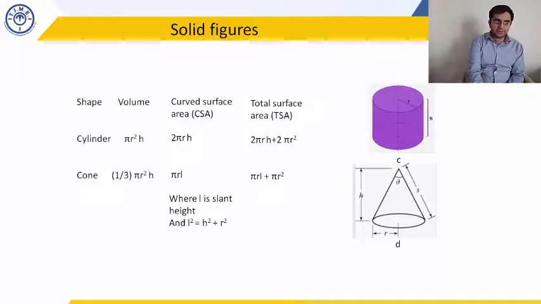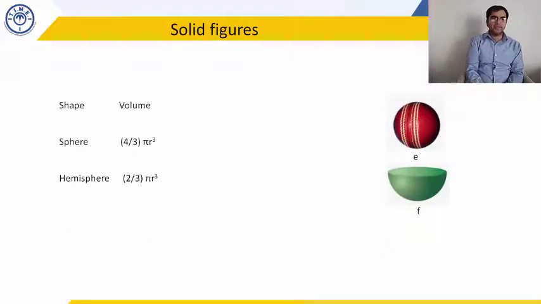Let's continue to the last part. We come to a sphere and a hemisphere. We have seen spheres all around us. We have played with spheres all the time when we were small. A cricket ball is a perfect sphere. A perfect ice cream scoop is a sphere. Where else have we seen spheres? A basketball is a sphere. An orange or a mousambi is a sphere.